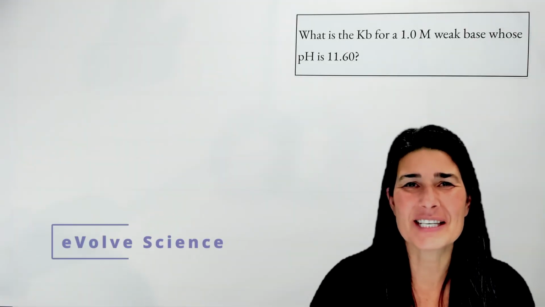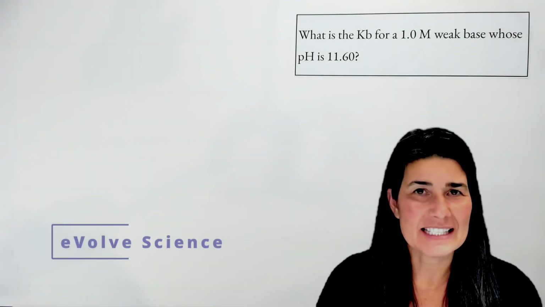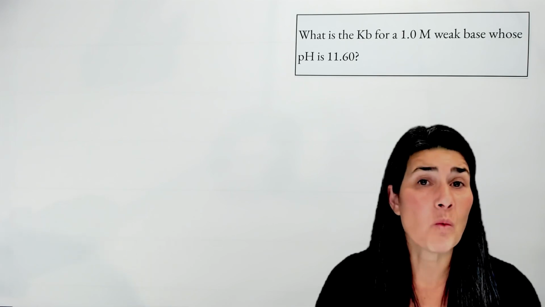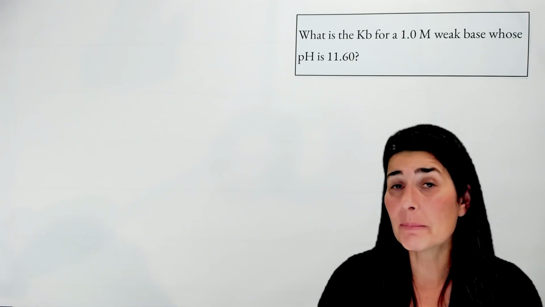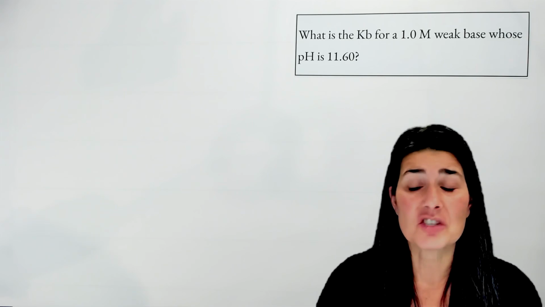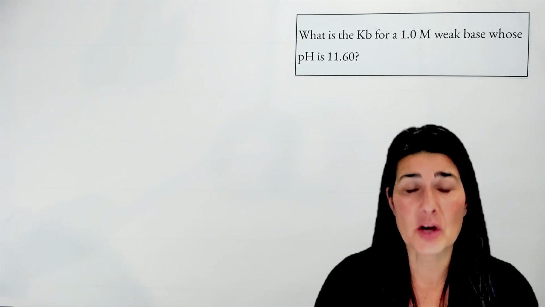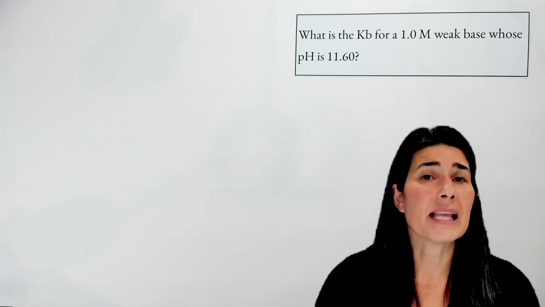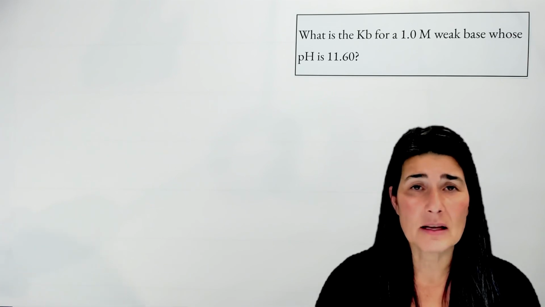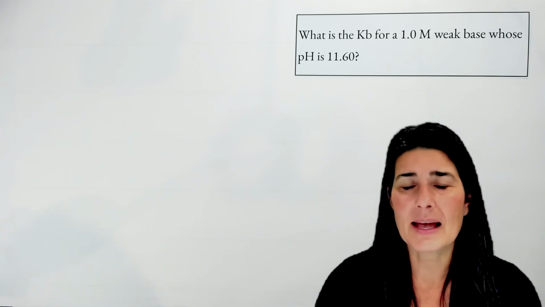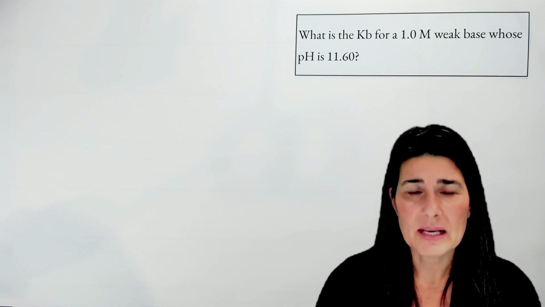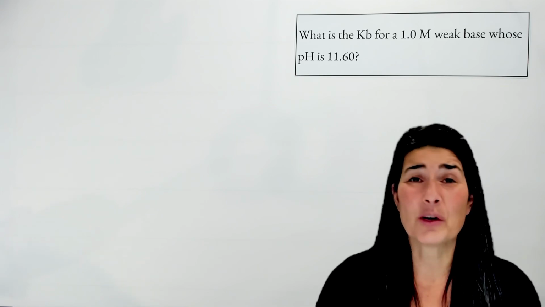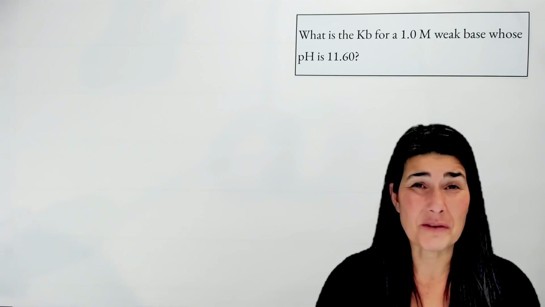Okay, let's try this problem. What is the Kb for a 1.0 molar weak base whose pH is 11.60? Okay, we know we have a weak base. So the plan of attack, if you have a weak base, put the base in water, ice it with a Kb. Now, they didn't give me an equation for the base, so a formula.